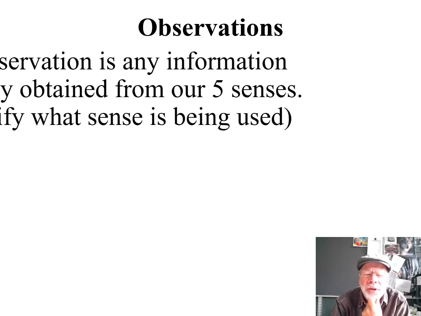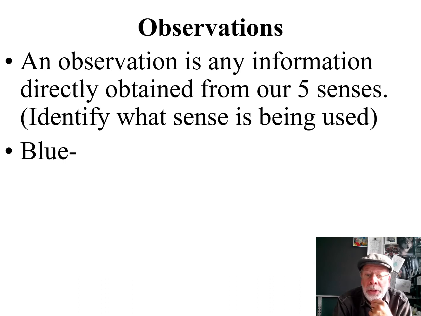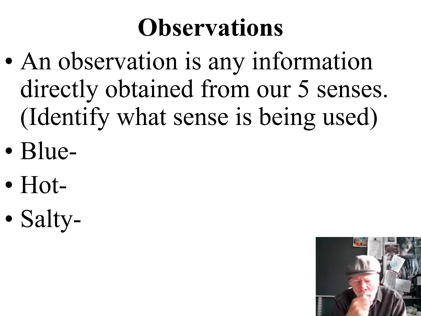So what's an observation? Well, it's any information directly obtained from our 5 senses. For example, identify which one of these senses is being used. Blue. How would you tell something's blue? Well, that's a sense of sight. How would you tell something's hot? You touch it, sense of touch.